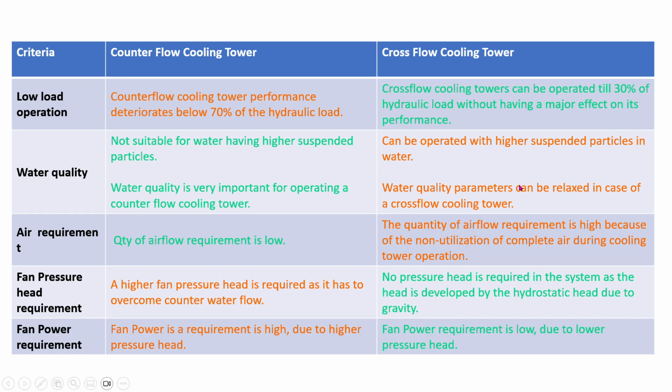Here water quality can be relaxed, but here water quality should be much more stringent, because it comes in contact directly in the opposite direction with the air. Then air requirement: here the air requirement will be low, because no air is bypassing, but here a lot of air is required, because the airflow requirement is high due to non-utilization of complete air during cooling tower performance. I will show you in the drawing.